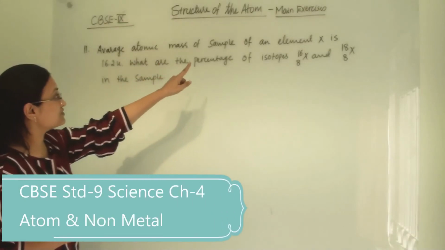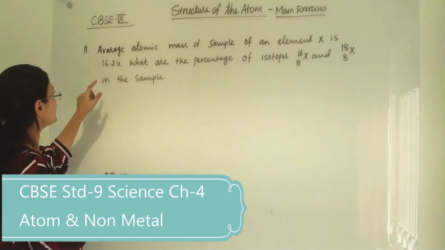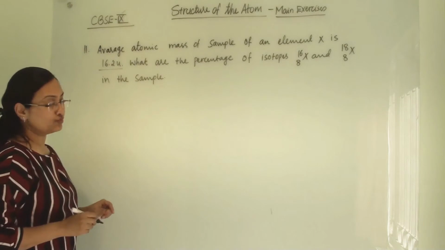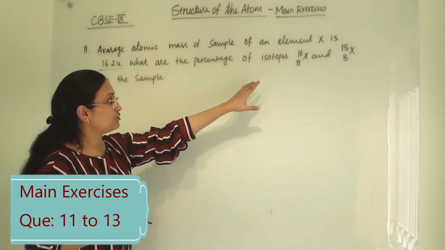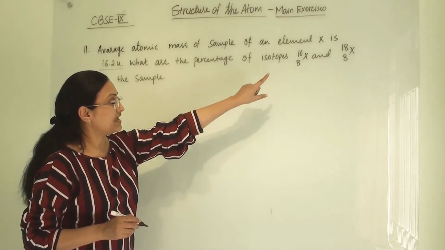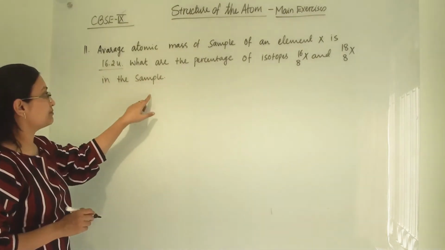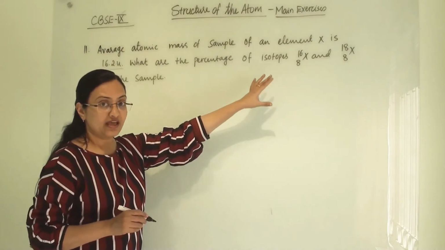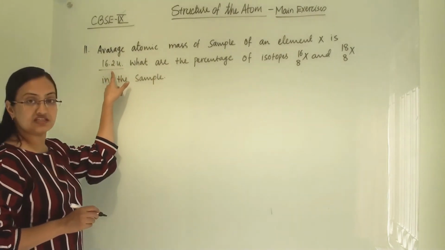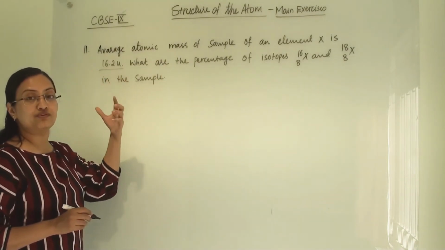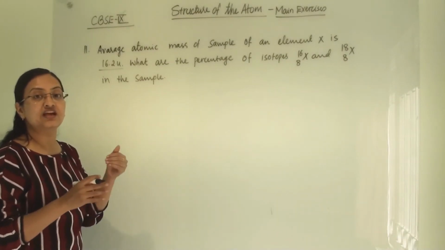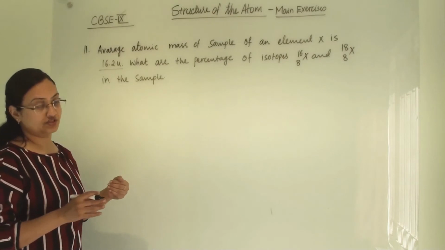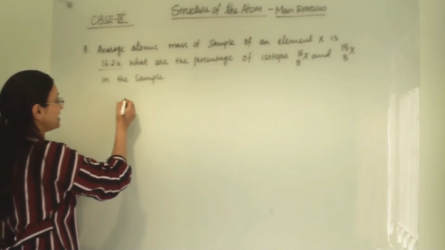The next question is, the average atomic mass of a sample of an element X is 16.2 u. What are the percentages of isotopes 16X and 18X in the sample? So these are 2 isotopes and the average atomic mass is 16.2. Now we have to find out in what percentage they are present in the average mass. So how will we calculate that?